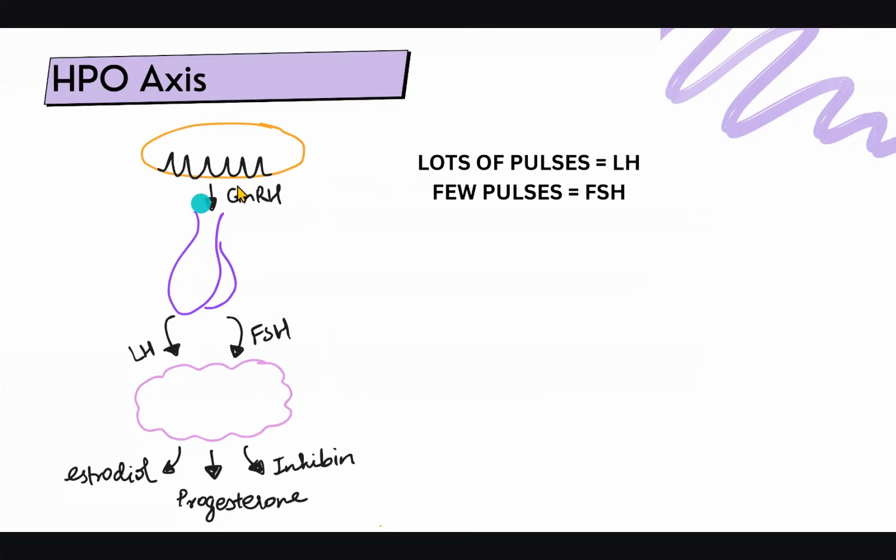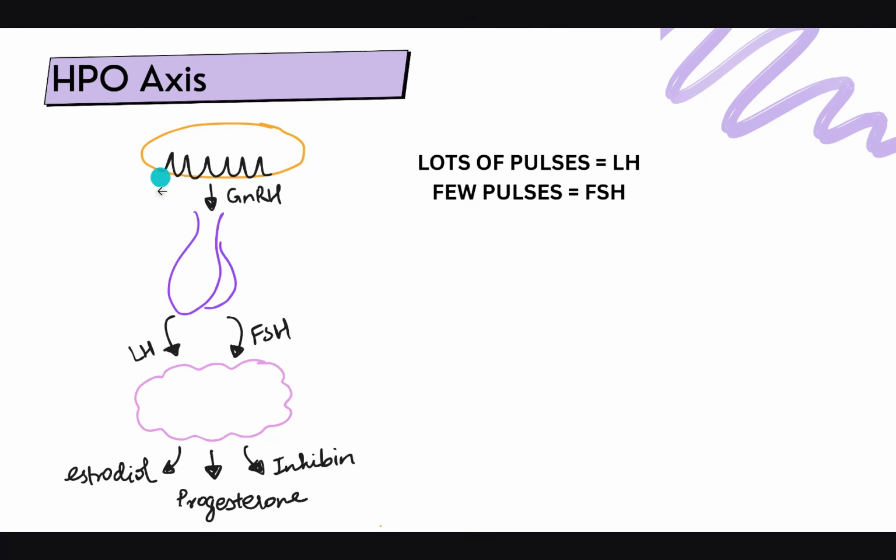So we have the hypothalamus that releases the gonadotropin releasing hormone or GnRH. Now, this hormone is at a constant level during childhood. But when puberty is supposed to start, the GnRH levels peak and drop, which is called a pulsatile manner.